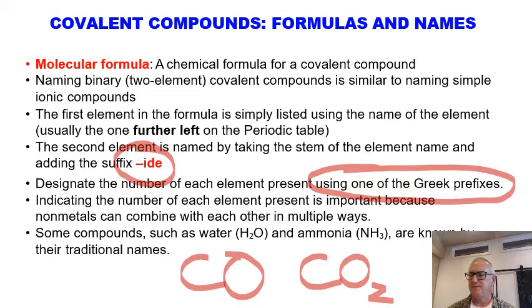And then some compounds are generally known by their traditional names. Like water: we could call it dihydrogen oxide, 2 hydrogens, or dihydrogen monoxide, but that's a mouthful. So we just call it water. And then nitrogen with three hydrogens, trihydride, no point. It's been known as ammonia for thousands of years. So we just call it ammonia. But if you want to get fancy, you could call it nitrogen trihydride.